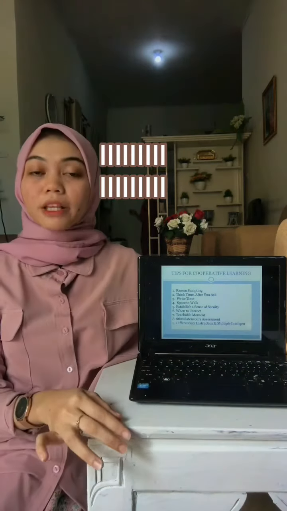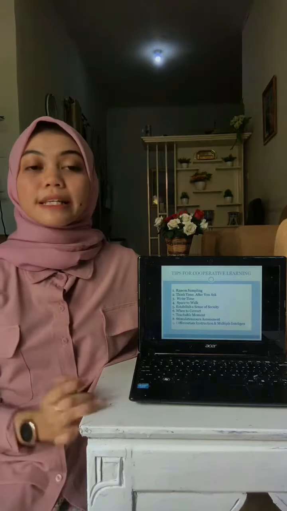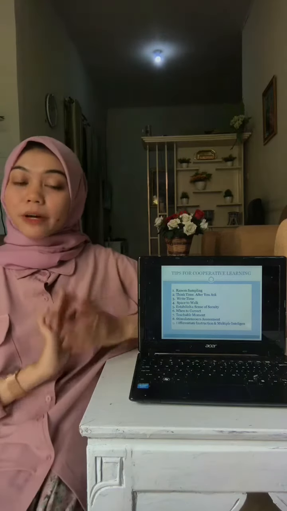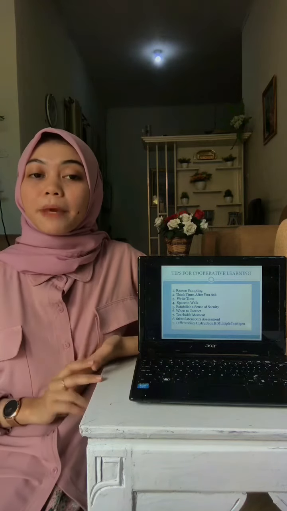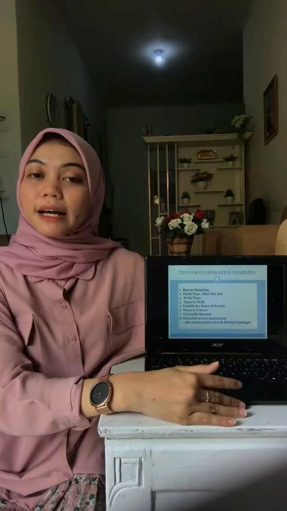Next material is tips for cooperative learning. The first is random sampling. To get a representative sample of the class, use the name selector in selector tools to randomly pick one student. Next tip is think time after you ask. This gives reflective students time to formulate their answer. Next tip is write time. It allows students to not only collect their thoughts, but to organize them and record them.